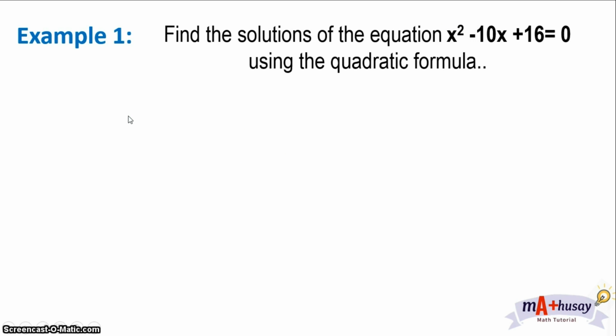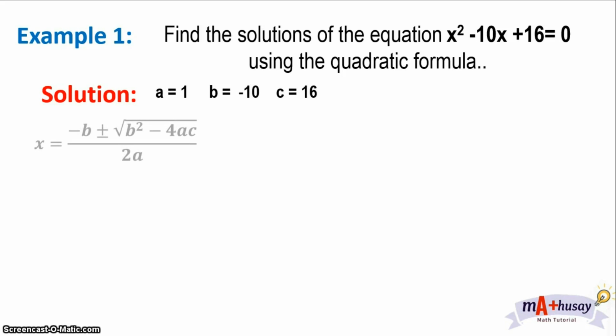Let's have example number 1. Find the solutions of the equation x squared minus 10x plus 16 equals 0 using the quadratic formula. So, ang unang step natin is to identify the values of a, b, and c. In this case, the values of a, b, and c are 1, -10, and 16 respectively. So, we can now use these values to substitute in the quadratic formula.